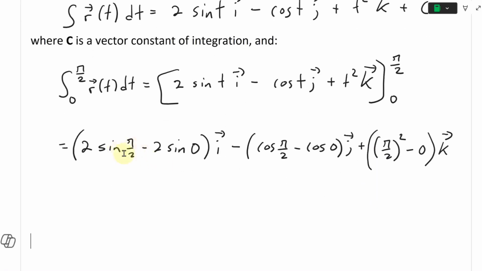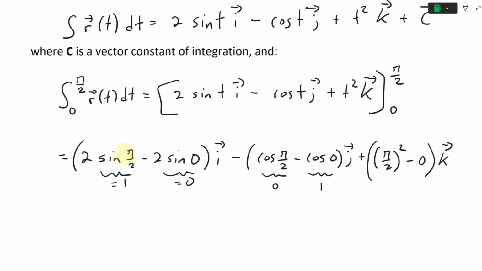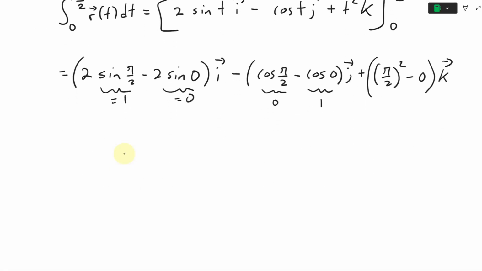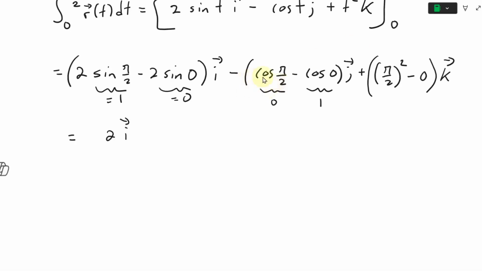Well, again, recall sine pi over 2 just goes to 1. So this is 1. And then sine 0 is 0. And this one right here, cosine pi over 2 is 0, and then cosine 0 is 1. And this one is just pi squared over 4. So this equals 2i. And now this next one's going to be minus, this one's a 0, then minus 1, minus negative 1, that's going to be plus 1.